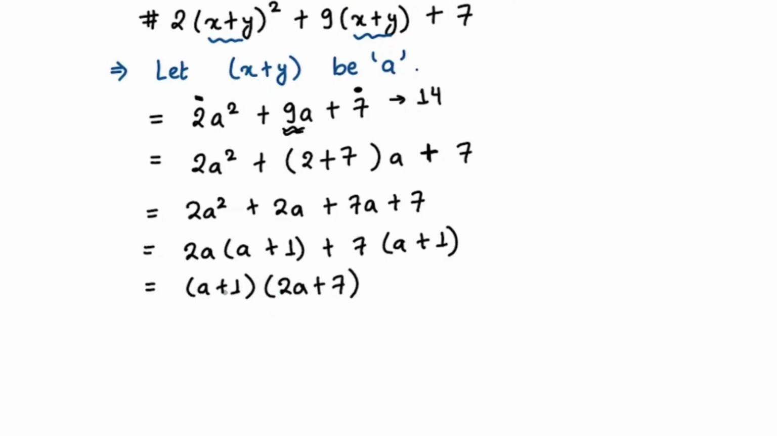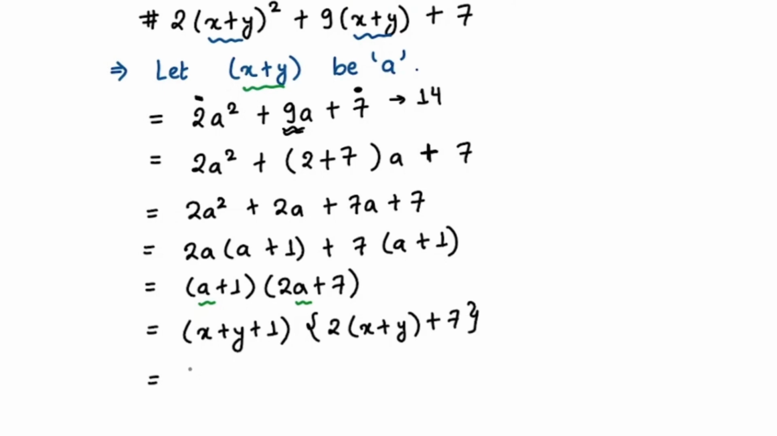Now it looks like we are done, but we are not, okay? So we have to replace those a's with x plus y because our original question was in terms of x plus y. So we have, instead of a, we have x plus y, and then we have our plus 1 over here. Again, here we have 2, right? Our a was x plus y, and then we have our plus 7. And finally, we have our x plus y plus 1. And we need to multiply this with our 2. So we are going to get 2x plus 2y plus 7. And done. We have factorized this question as well.